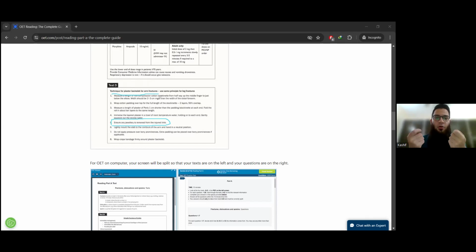This is exactly how you are going to ace part A. But if you are somebody who gets confused and is actually looking for the same wording in the text above, trying to find the answer, you will waste time, and you will probably get the answer wrong.